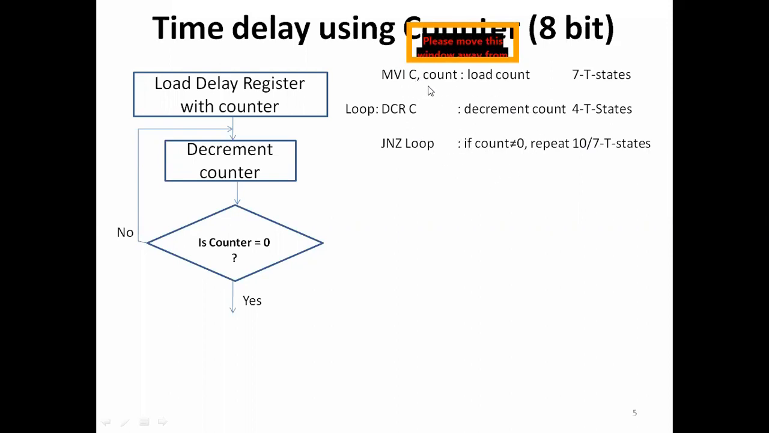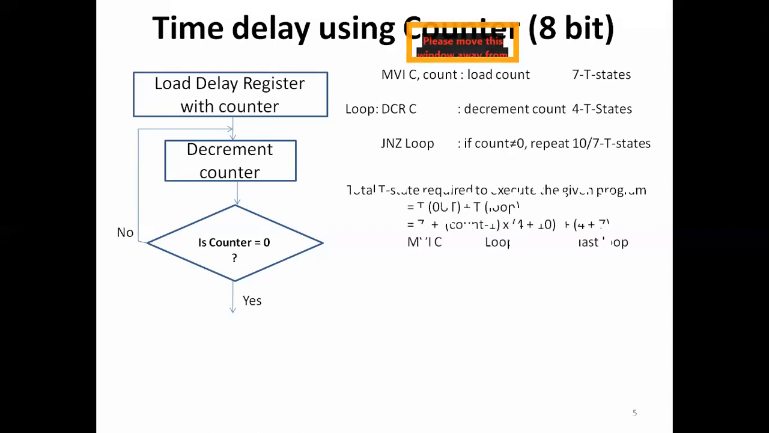If you try to count, there are 7T states in the first instruction, 4T states in the second, and the third instruction takes 10T states. So if the count value is 5, it will be decremented, it will become 4, and it will jump again. The 7T states will be consumed once, but 4 plus 10 will be consumed at least 4 times, up to count minus 1. And later on, 4 plus 7, that is 11T states, will be consumed.